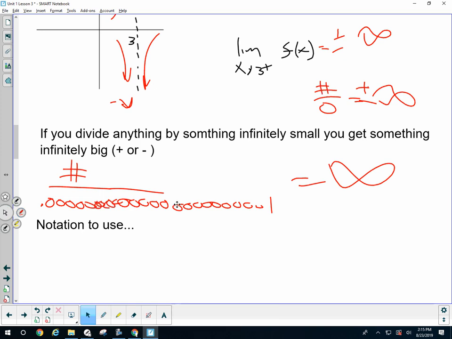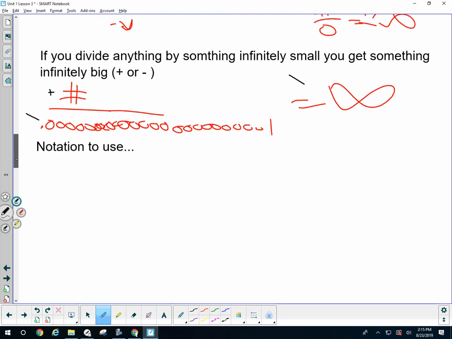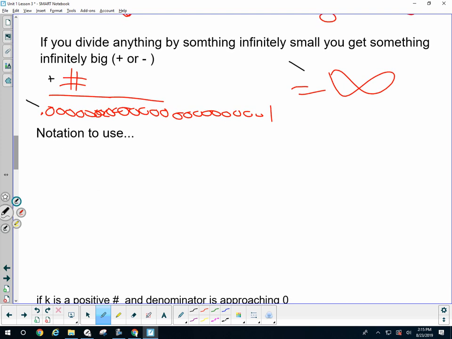Okay? Now, what is important, say this was a positive number. If this was an infinitely small number and positive, this would be an infinitely large number and positive. But if this was an infinitely small negative number, positive divided by a negative, that would change into an infinitely large negative number. So we now need to be careful about if we're talking about very small positive or very small negative.